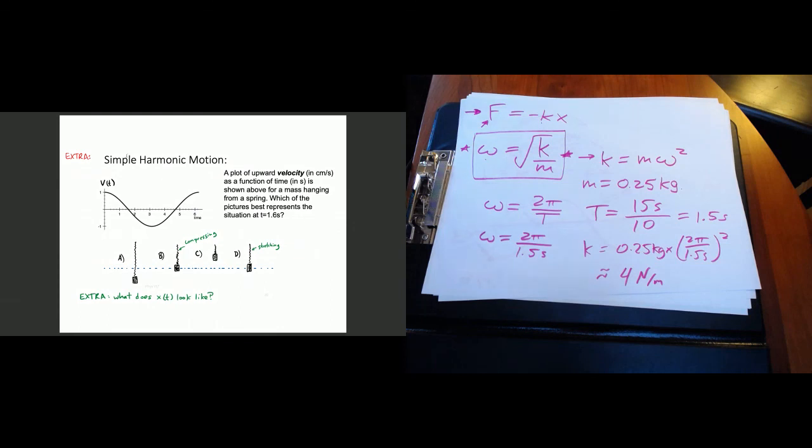I have this one extra question here, might as well do it since we're here. This is another one about velocity, relating the graph of velocity versus time to the actual motion. For time equals 1.6 seconds, what does the actual physical system look like based on this velocity versus time graph?